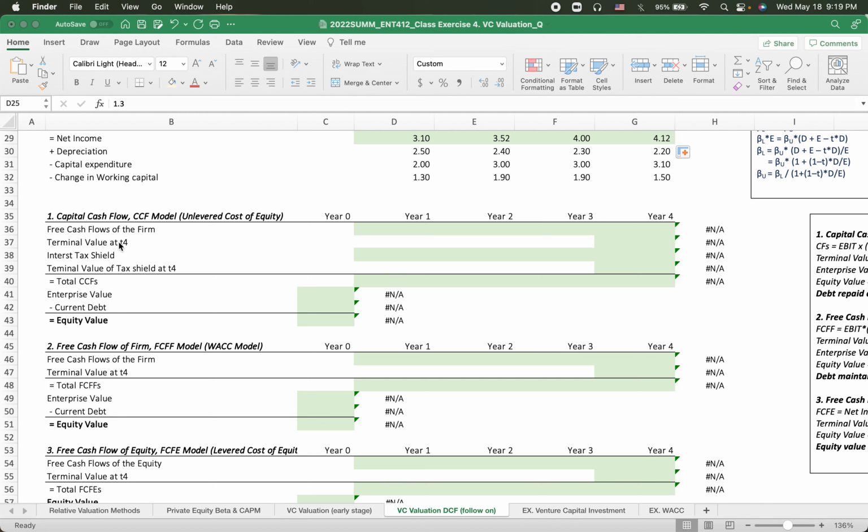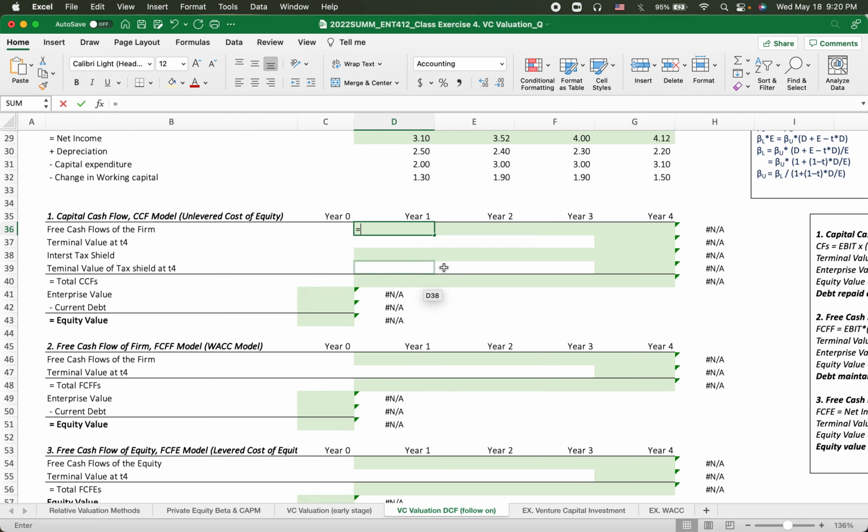So we need to get the free cash flow of the firm, as if 100% equity, and then the terminal value at year 4, and the interest tax shield, which is part of the benefit, and then the total terminal value or horizon value or permanent value of the tax shield as well.